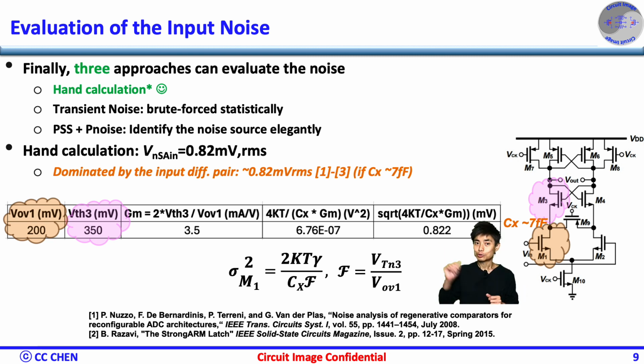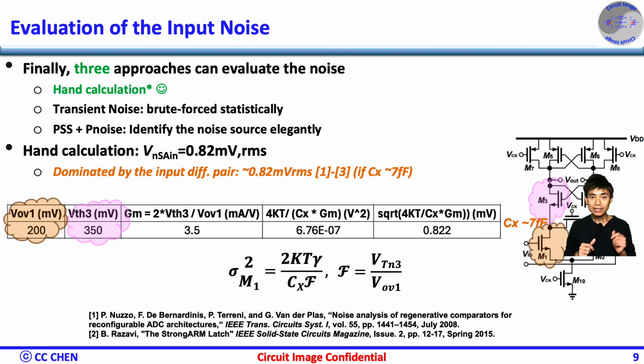So you can trust the modeling here to reduce the noise either by reducing the overdrive of the differential pair or increasing the threshold voltage of the cross-coupled NMOS pairs. The most effective way was probably to increase the capacitance at the drain of the differential pair, but that trades off the sampler's speed.